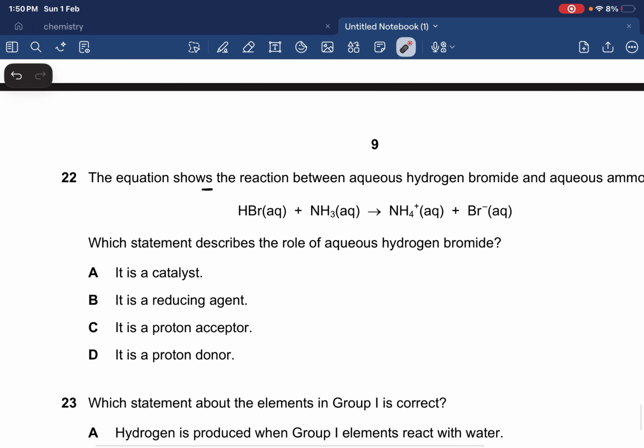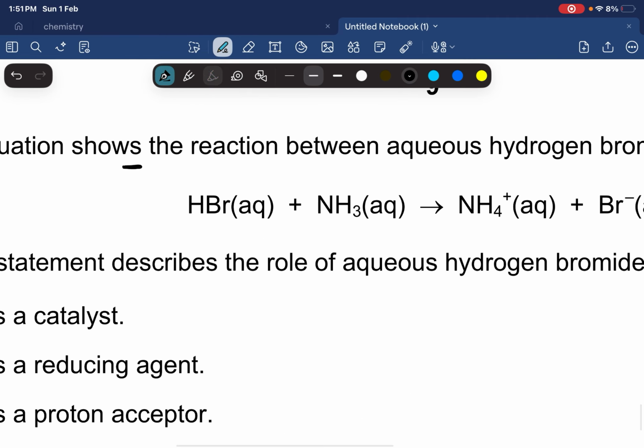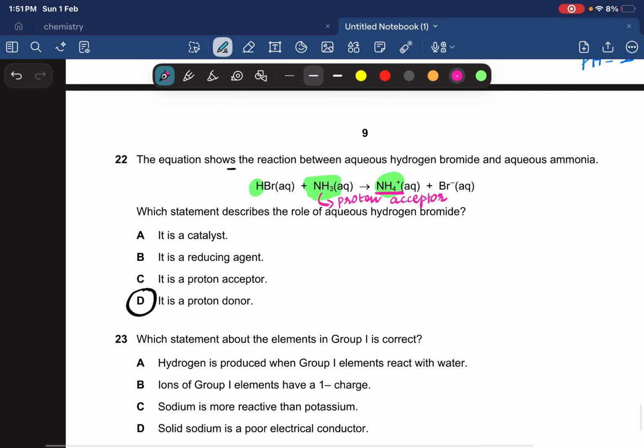Which statement describes the role of aqueous hydrogen bromide? It's a proton donor because it's donating this proton it has to this ammonia. That's why ammonia is a base. Because ammonia tends to be a proton acceptor, right? It's accepting a proton to form ammonium ion.